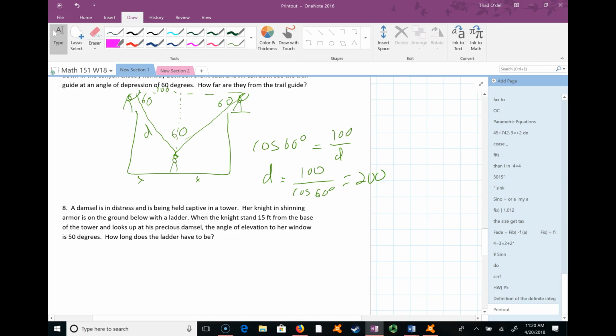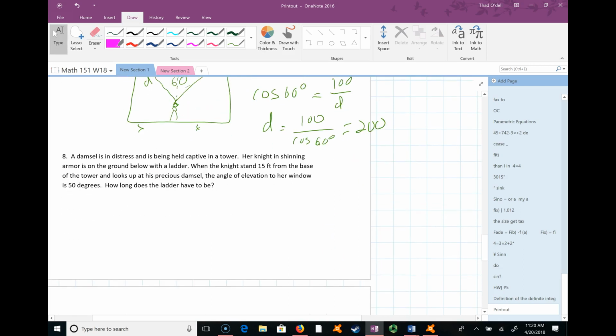Okay, a damsel is in distress and is being held captive in a tower. There's the tower. Her knight in shining armor is on the ground below with a ladder. When the knight stands 15 feet from the base of the tower, so that'd be out here 15 feet, and looks up at his precious damsel, the angle of elevation to her window is 50 degrees. So that would be 50 degrees. How long does the ladder have to be?